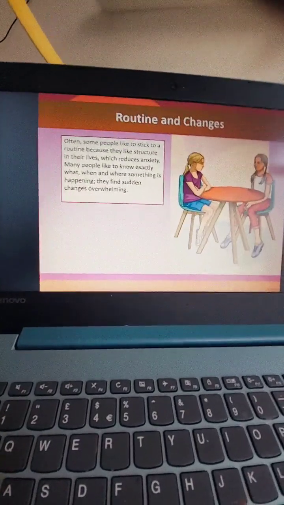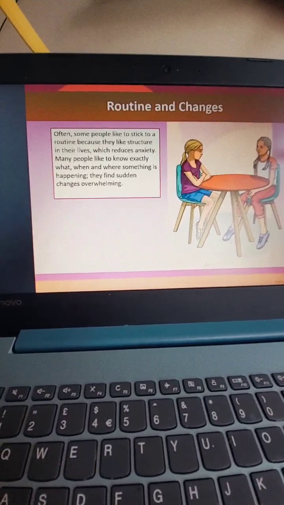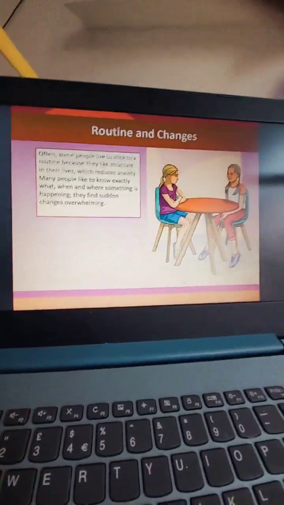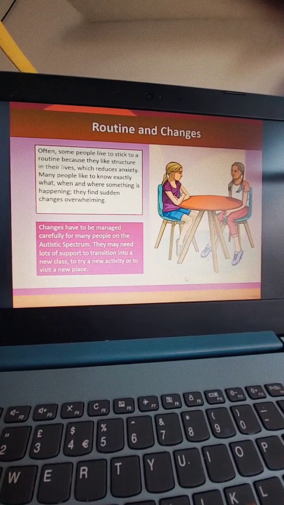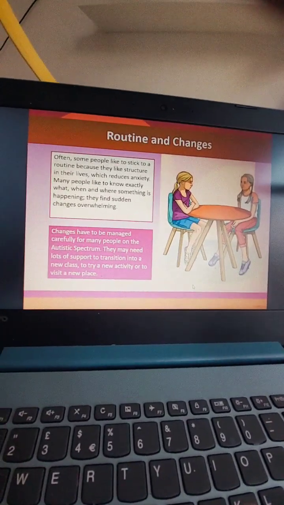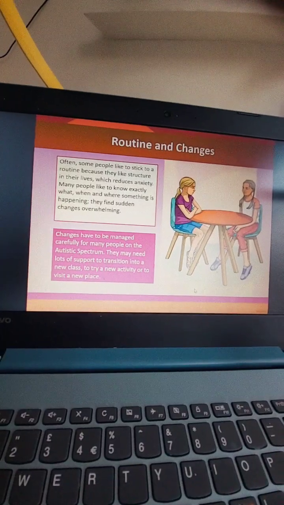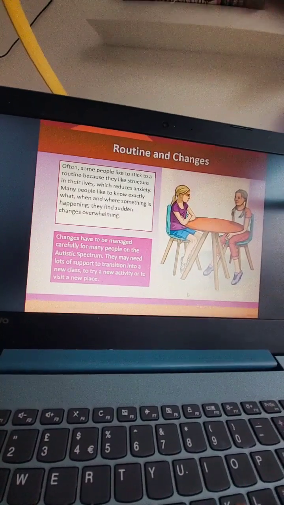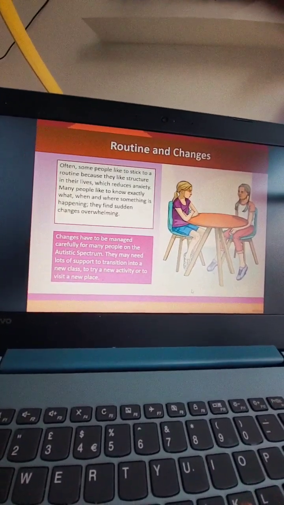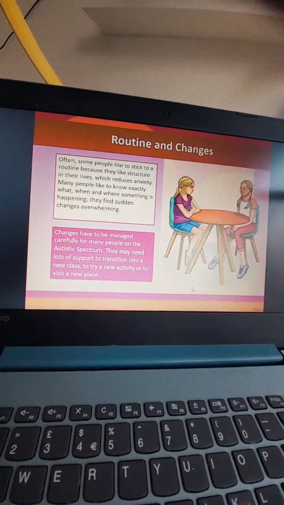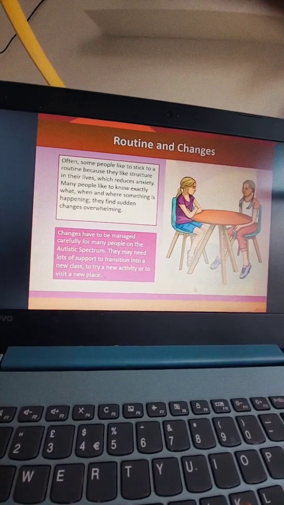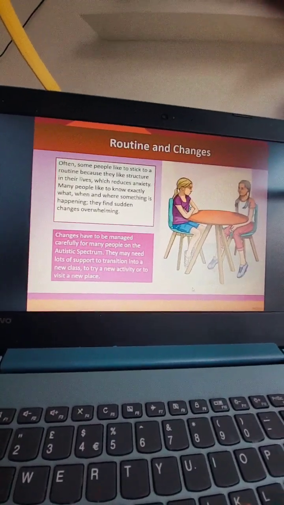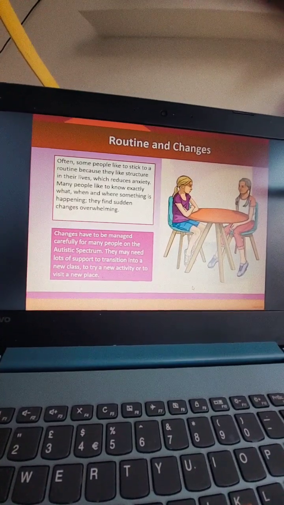Routine and changes. Often some people like to stick to a routine because they like structure in their lives, which reduces anxiety. Many people like to know exactly what, when, and where something is happening. They find sudden changes overwhelming. Changes have to be managed carefully for many people on the autistic spectrum. They may need lots of support to transition into a new class, to try a new activity, or to visit a new place.